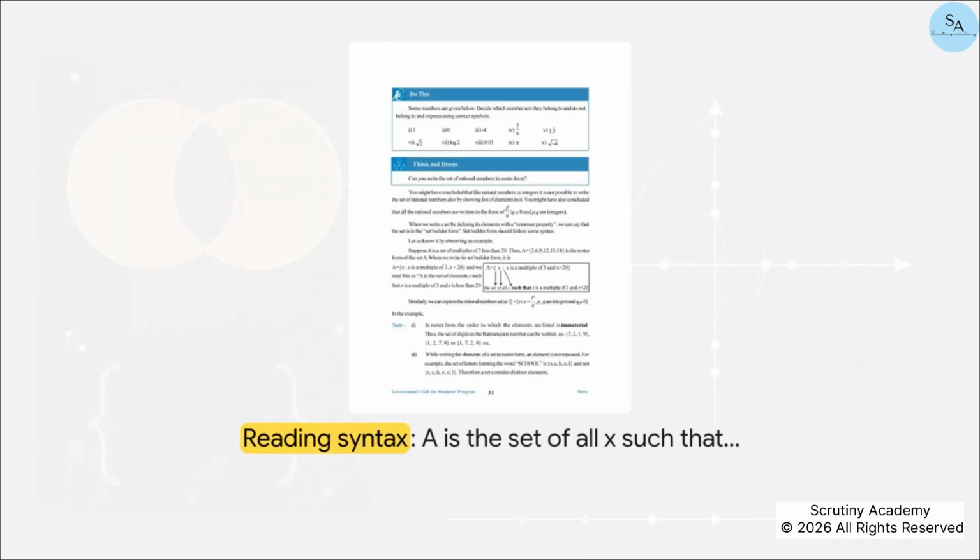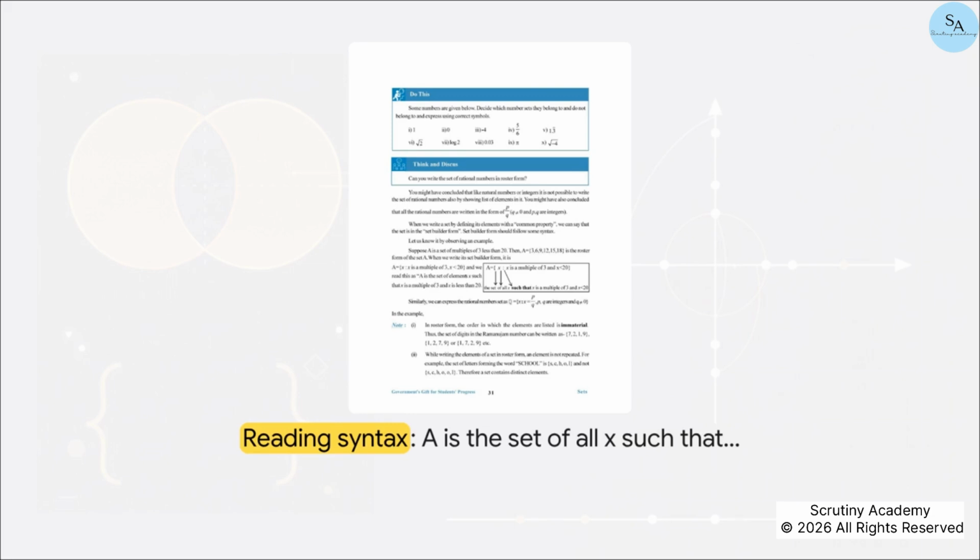Okay, let's look at how to actually read this set builder syntax out loud. Because honestly, once you can speak it, it completely stops looking so scary. Let's look at the syntax box. You see an A equals, then a curly bracket, an X, a colon, and then a rule. Here's exactly how you translate that into English.